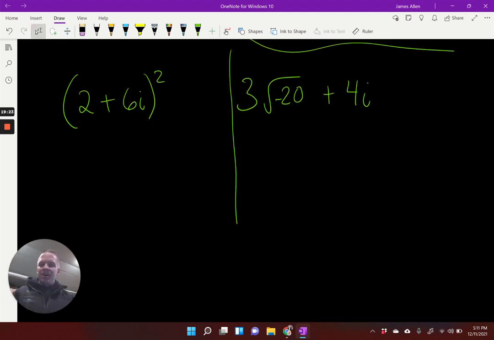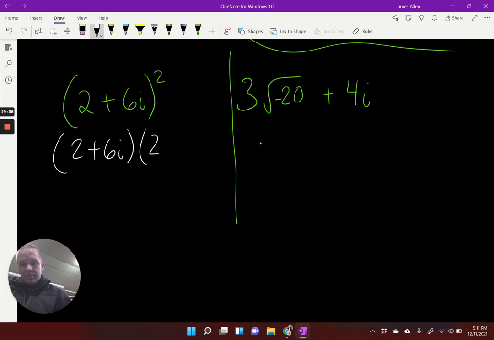How about a couple things with imaginary numbers, shall we? So directions might be like, which of the following is equivalent to this? So let's go for it. First one here, you gotta write it out like this, or at least in your head be doing that, okay? I can't distribute a square or an exponent into a binomial. So I got to FOIL this out.